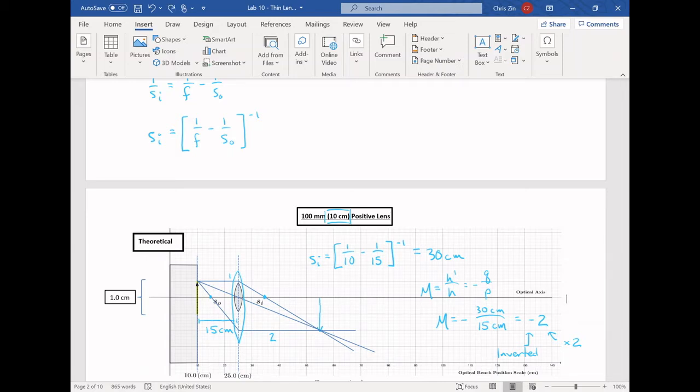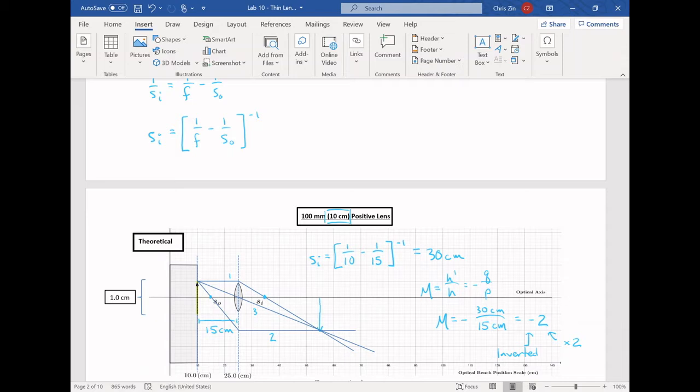Okay, anyway, the third easy to draw ray is the one that goes straight through the center and doesn't refract at all. And you'll notice they all meet at basically exactly the location that we calculated.